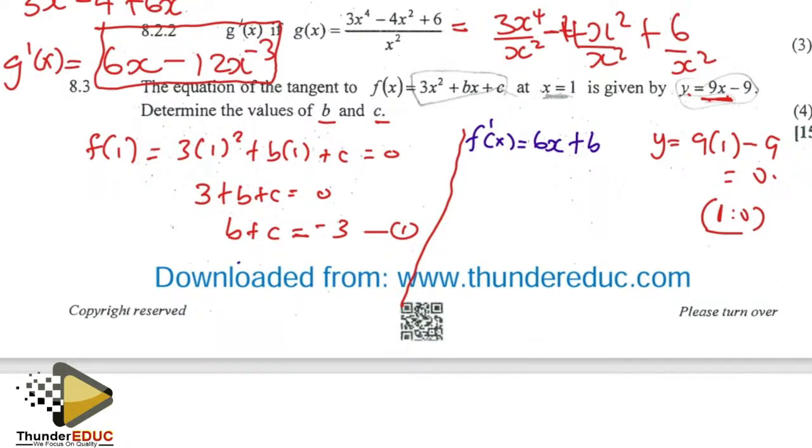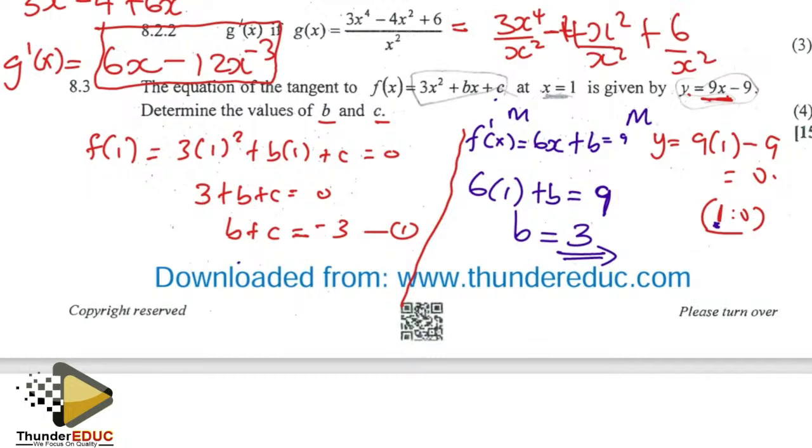But the x is what? The x has to be a 1 and the y has to be 0. No. The x has to be a 1 and then the gradient has to be a 9. So 6 times 1 plus b must give us a 9. Because remember, this is the gradient. This is also the gradient. So which means b is going to be 9 minus 6, which is a 3.